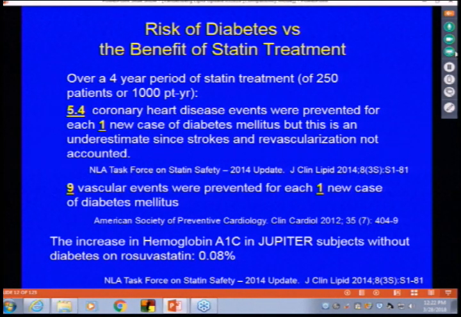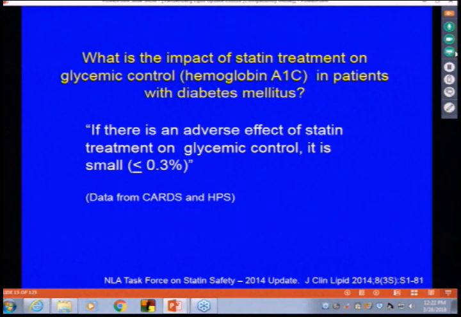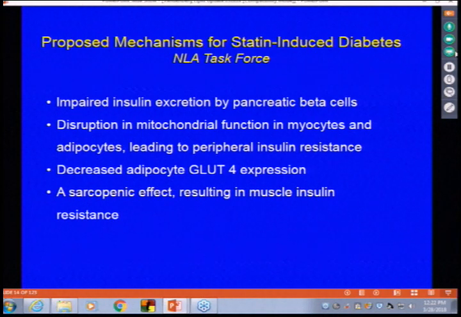Here's the increase in hemoglobin A1C in the Jupiter subjects. Again, this was the trial that used moderate dose rosuvastatin in primary prevention, and you can see there was just a minor increase in hemoglobin A1C on that trial. And from other trials, this is the CARS trial, the heart protection trial, you can anticipate an increase in hemoglobin A1C of less than 0.3%. And there are various mechanisms that have been proposed for why that happens, including impaired insulin excretion.